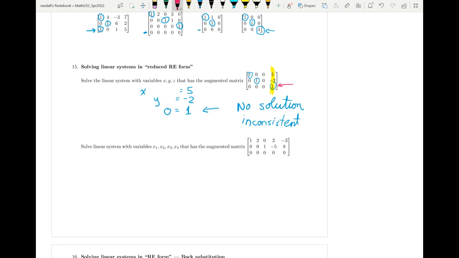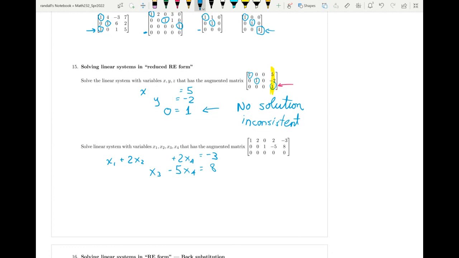All right, so let's move on. Here we have a system of equations, or an augmented system in reduced form. Let's write out the system of equations and identify what the solution set is. So here we go. I get x1 plus 2x2 plus 2x4 is -3. And then in the next equation, I see my x3 minus 5x4 is equal to 8. And the last equation has all 0, so I won't even write it.